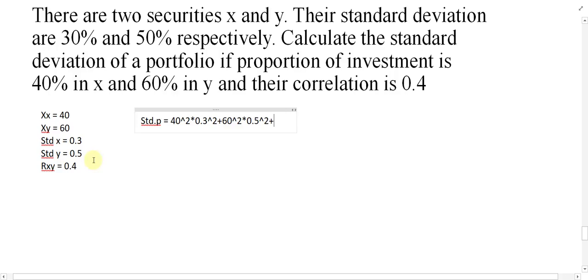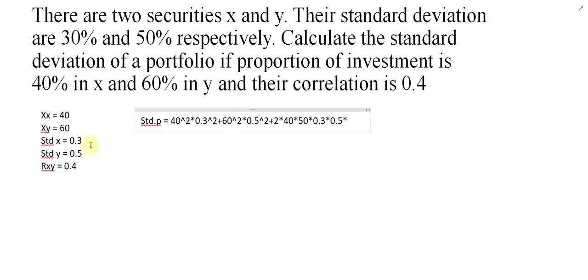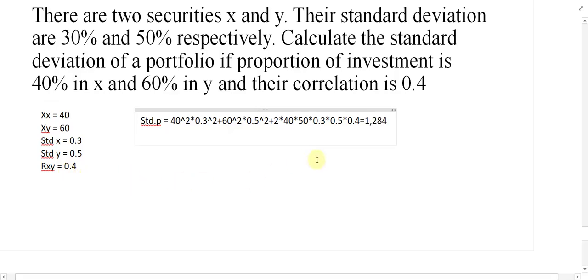Then plus 2 into proportion of X, proportion of Y. Proportion of X is 40 and proportion of Y is 60. Then also multiply by risk of X, 0.3, and multiply by 0.5, risk of Y. And also, of course, multiply by the coefficient of correlation, which is 0.4, right? Now, if you press the equal sign and get the result, it is good. Yeah, we got the value.